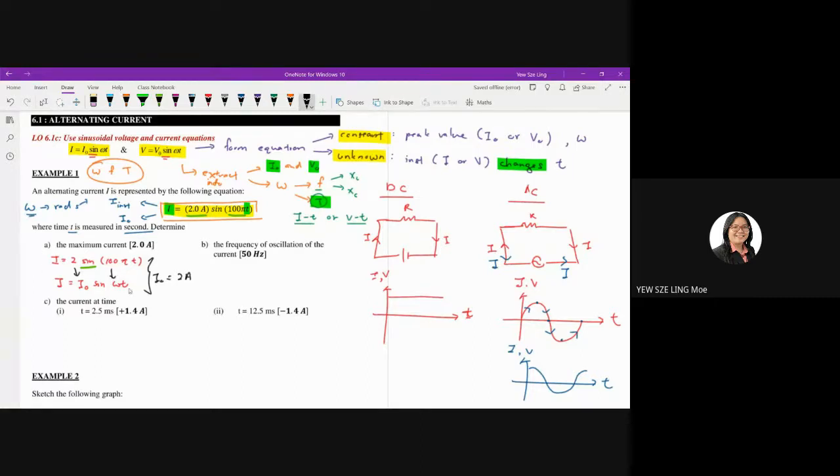So what are you going to do in the exam? You just write down the general equation and then you say, by comparison, I naught is equal to 2 A. Straight away, you can get full marks.